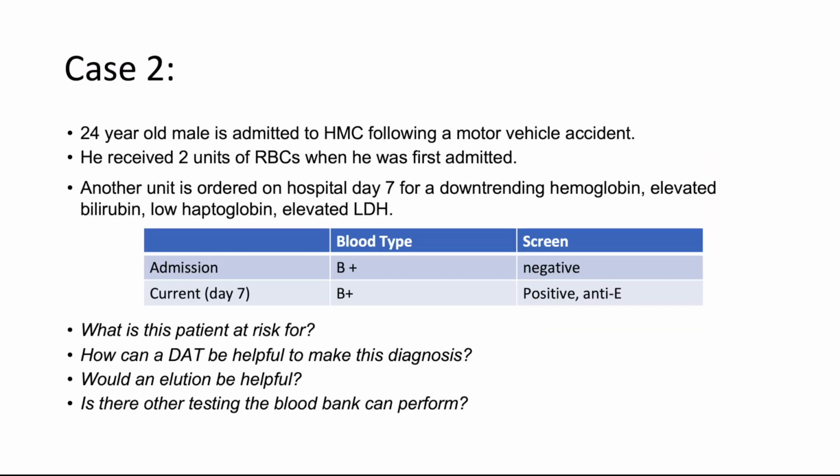So let's move on to case number 2. Here we have a 24-year-old male. They're admitted after a motor vehicle collision. They get 2 units of red cells, and then another unit is ordered on hospital day 7 because the hemoglobin is now downtrending. Their bilirubin goes up, the haptoglobin is low, and LDH is high. And then we do a type and screen on them on day 7, and they are now positive for anti-big E. So let's pause here.